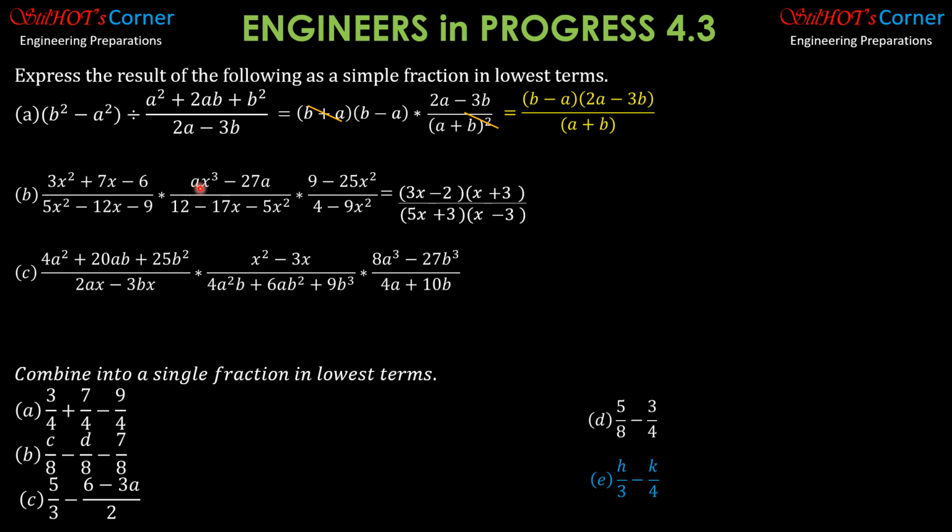Then times, let's factor out a here. A times quantity x cubed minus 27. And in the denominator, let's factor this by trial and error again. So we have 12: 12 and 1, 6 and 2, 4 and 3 or 3 and 4. So let's have 4 and 3 first. So for negative 5x, we have 5x and x.